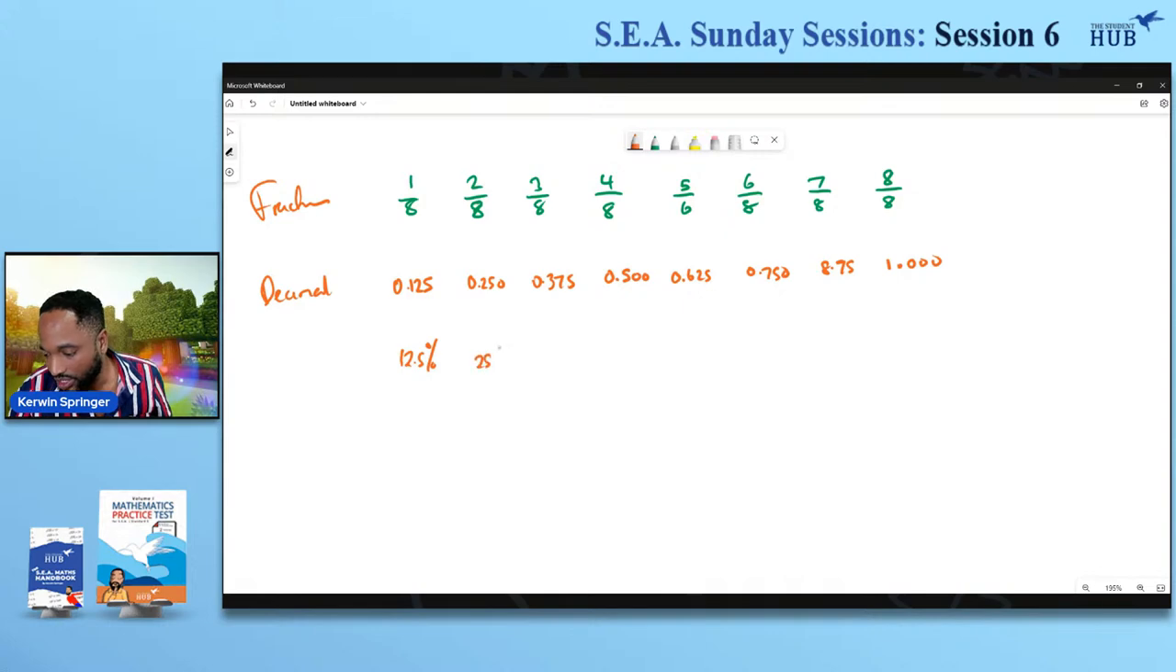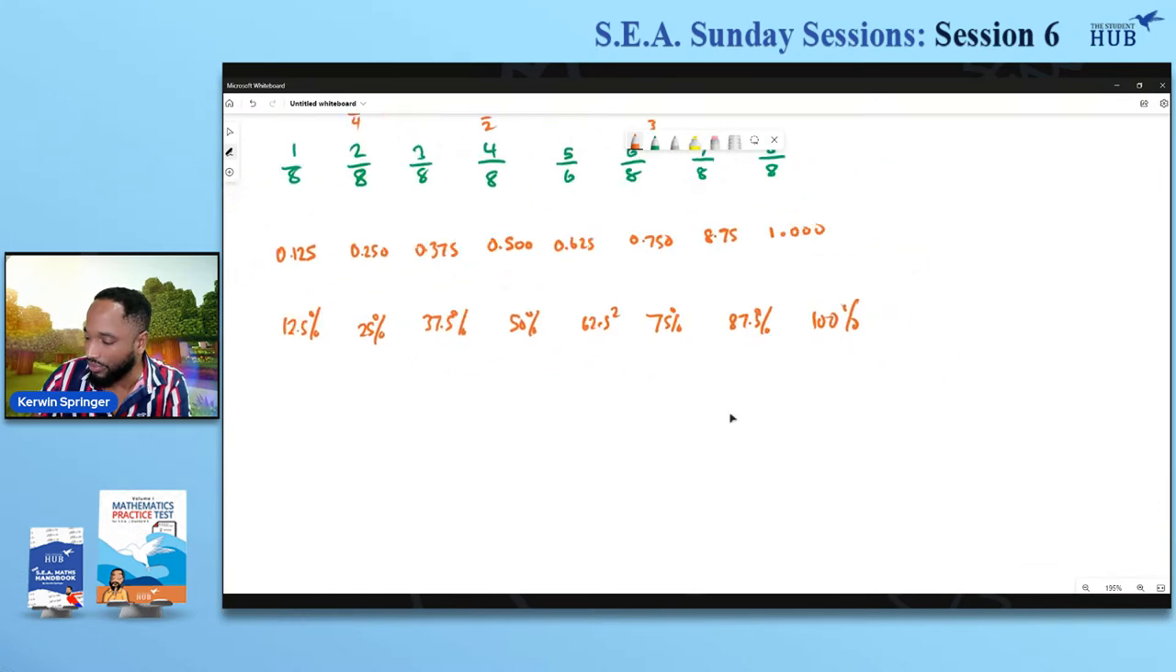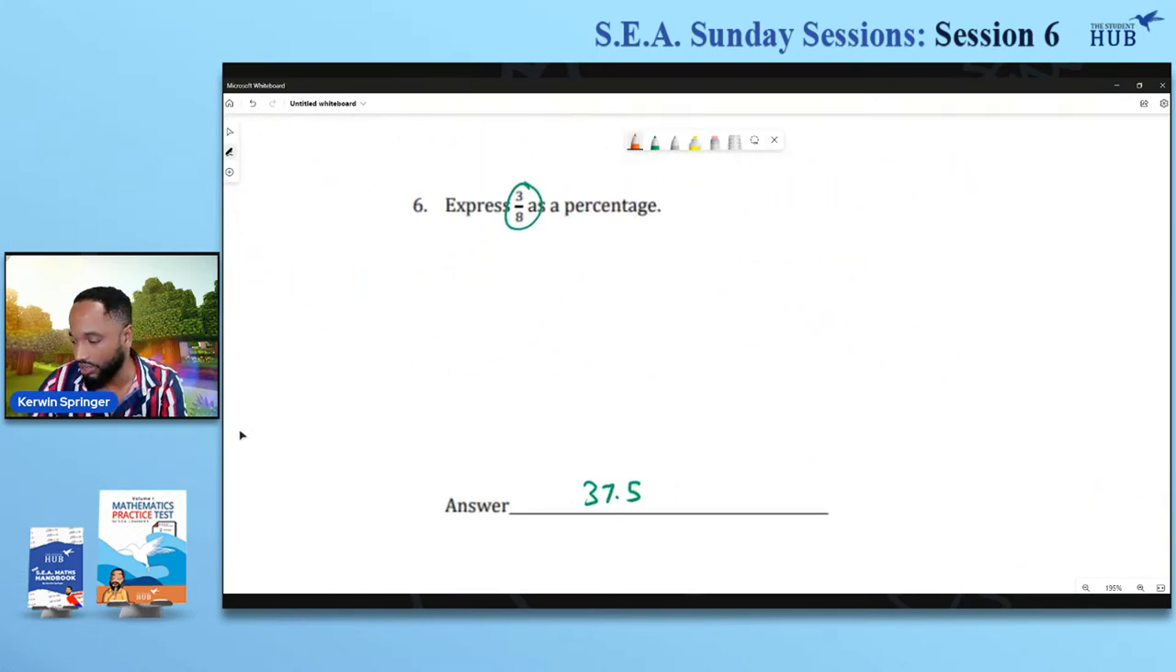12.5% is 1/8. 25% is 2/8, also known as a quarter. 3/8 is 37.5%, which is what we wanted. This is a half, which is 50%. This is 62.5%. This 6/8 is 3/4, and everybody knows 3/4 is 75%. Then we have 87.5% and 100%, of course. So 37.5% could work here. Now, if you have 37.5%, that will also work, right?